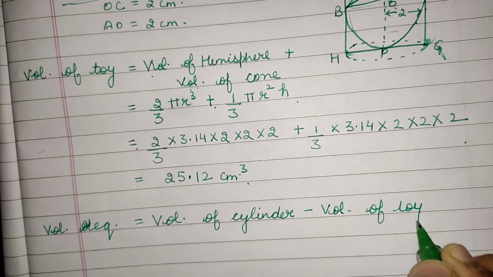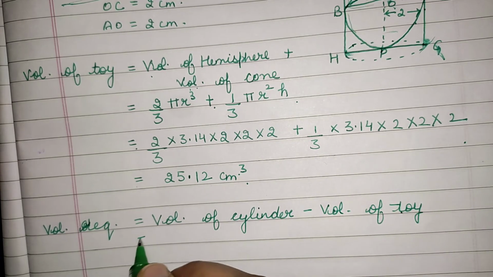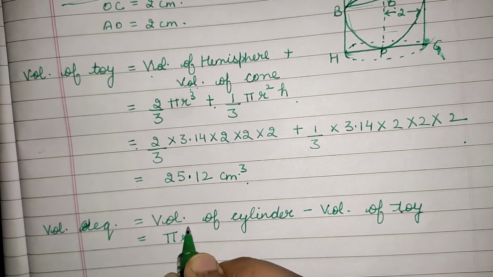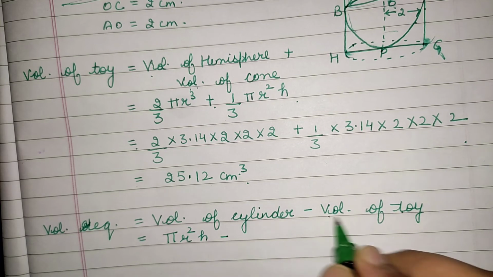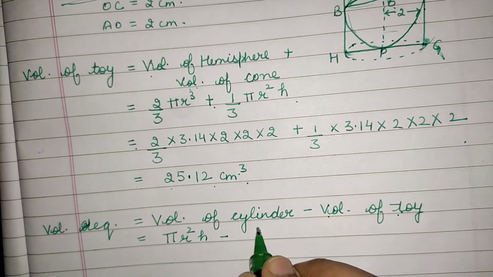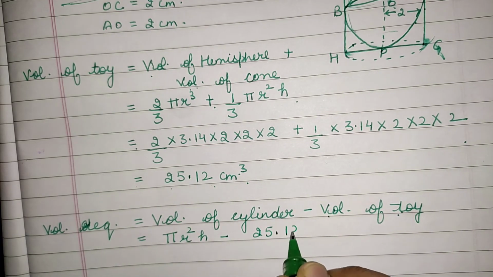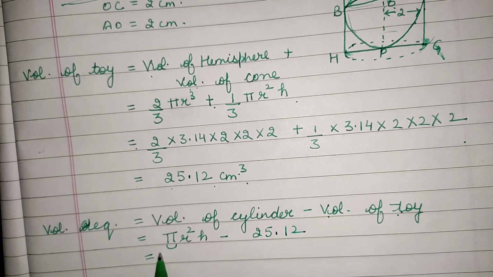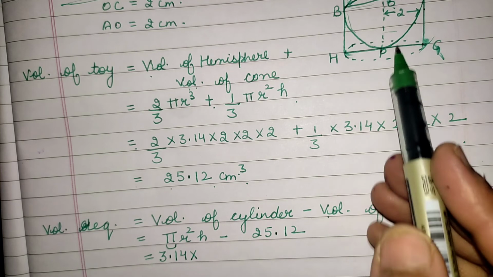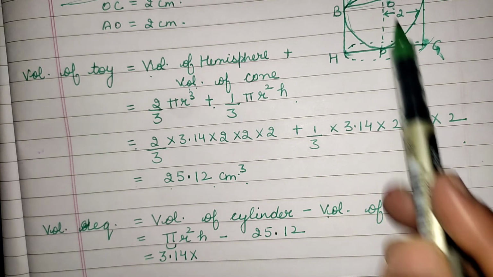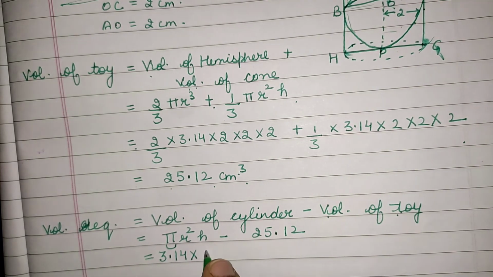So volume of the cylinder is given by pi r square h, minus volume of toy, which is 25.12. So pi we have to take 3.14, into radius. Radius will be the same, radius is 2 into 2, into height.